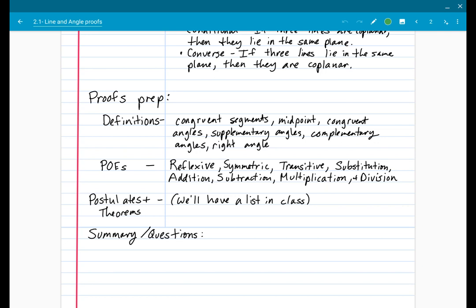The last, for postulates and theorems, I'll provide a list that you can use during class to create your arguments. So you don't need to memorize these, but it may be useful to look over your notes from the last unit just so you're reminded what they look like.